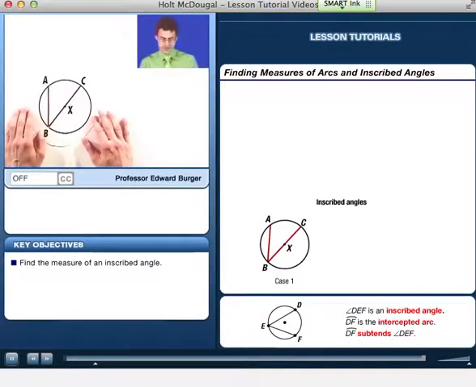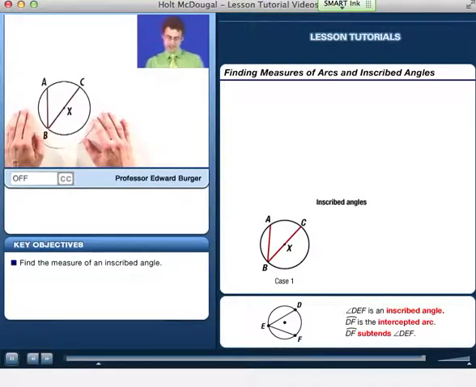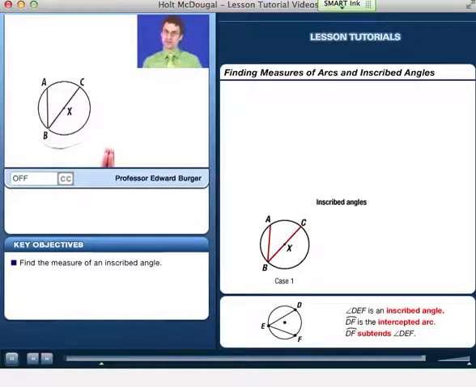Here's one version of an inscribed angle. It basically is just taking two chords that share an endpoint in common. And the angle that's between those two chords is called the inscribed angle. Let me show you a few examples. So here's an example.